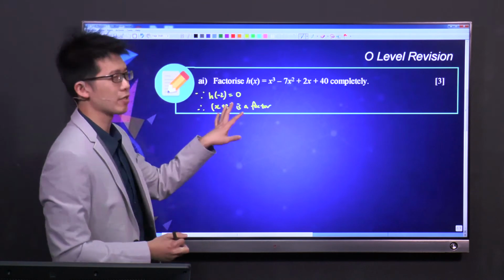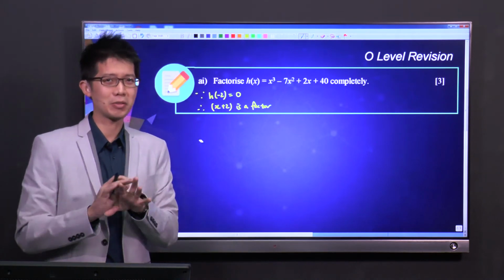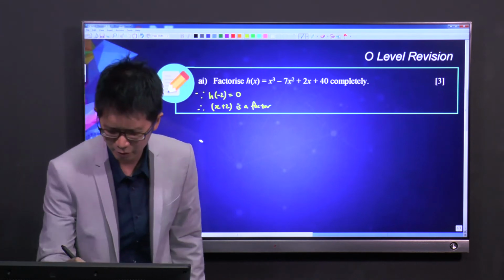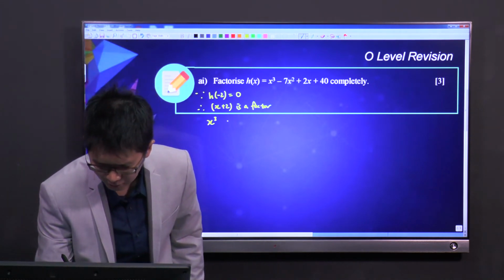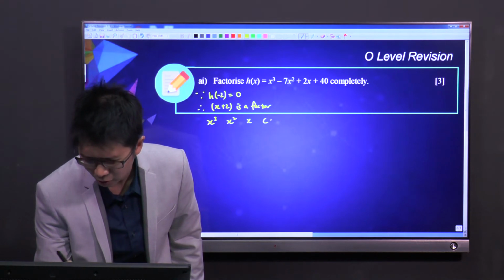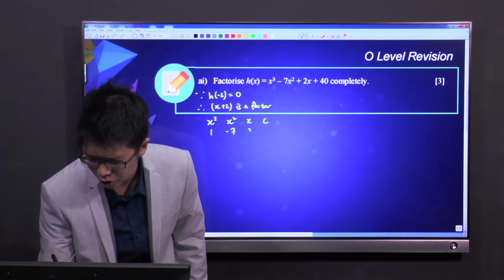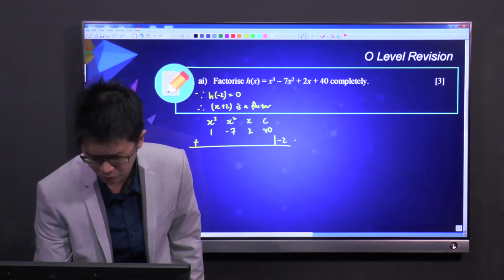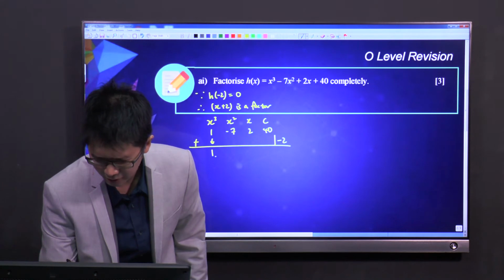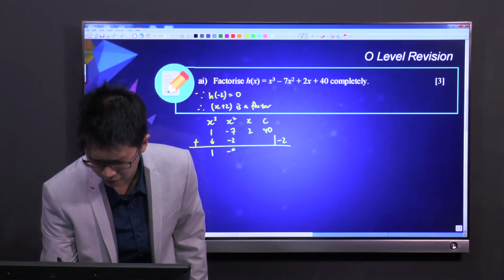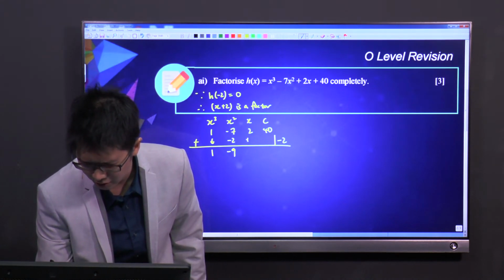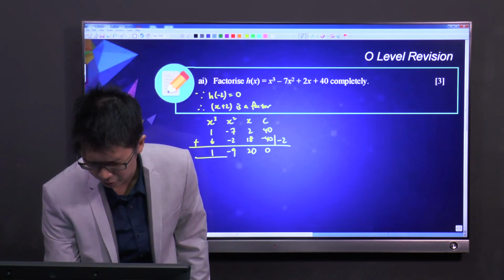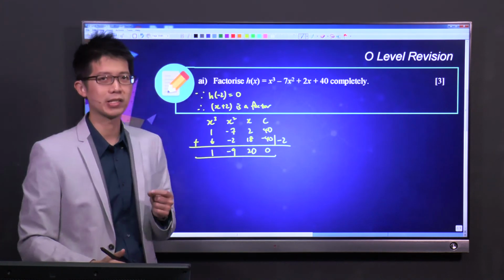Since I know that this is a factor, I just need to get the other factor. Like I just mentioned, we have at least 3 ways to do it, and I'm going to use the synthetic division way. So I have x cubed, x squared, x, and then a constant: 1, -7, -2, 40, with -2 over here. I bring down the 1, and this will be -2. I get -9, then 18, then 20, and -40. Definitely faster than long division.